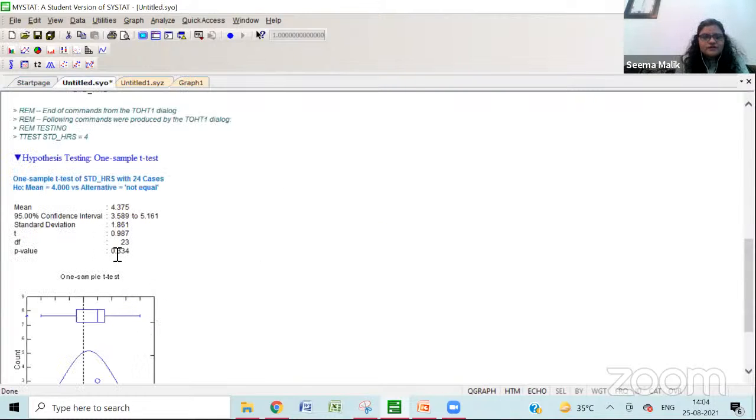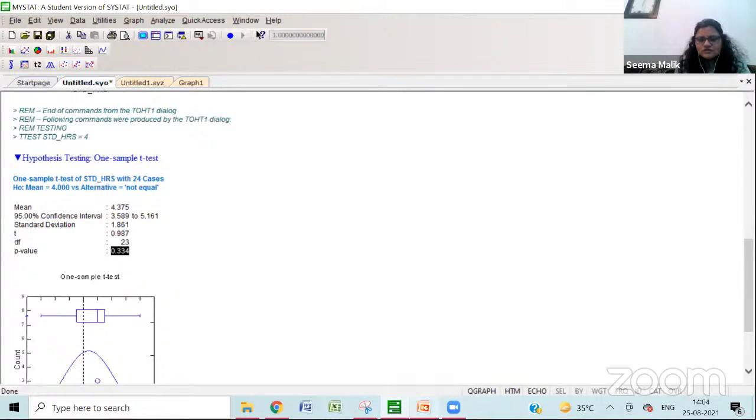See the results. P value is 0.334. Why is the p value 0.334? If the p value is low, we will reject the hypothesis. If the p value is high, we will accept the hypothesis. Here the p value is greater than 0.05, so we will accept the hypothesis.